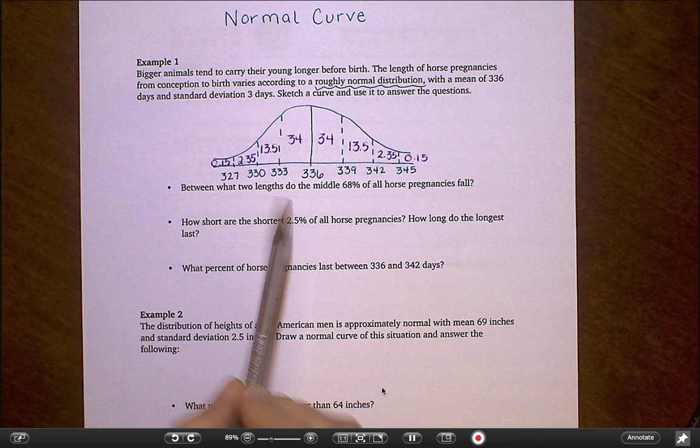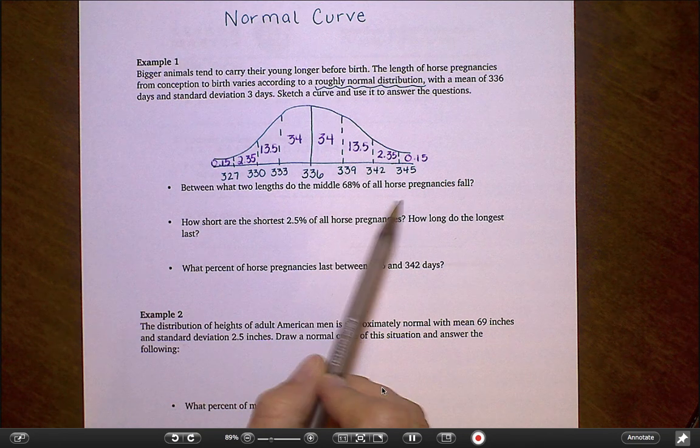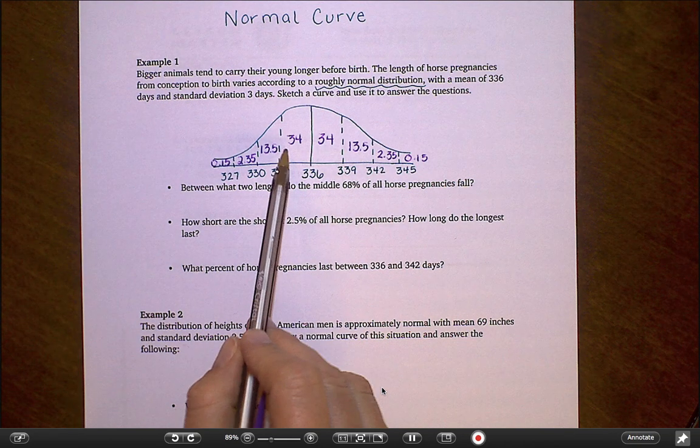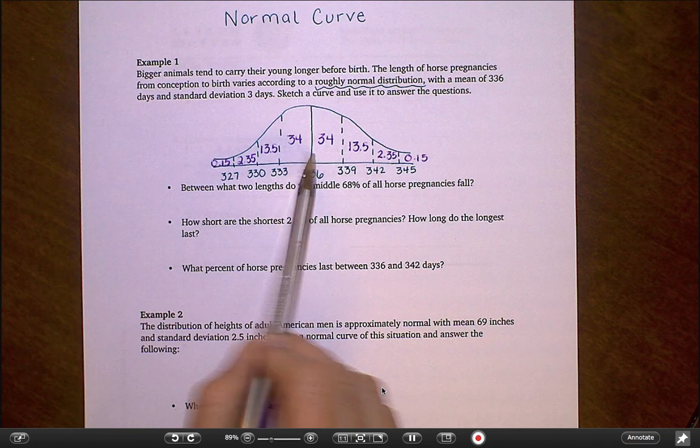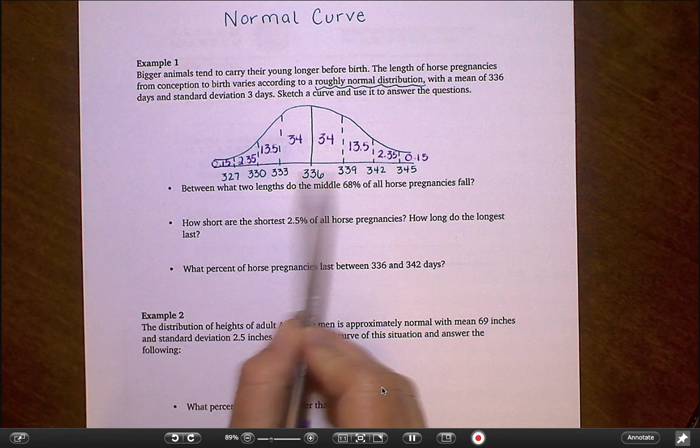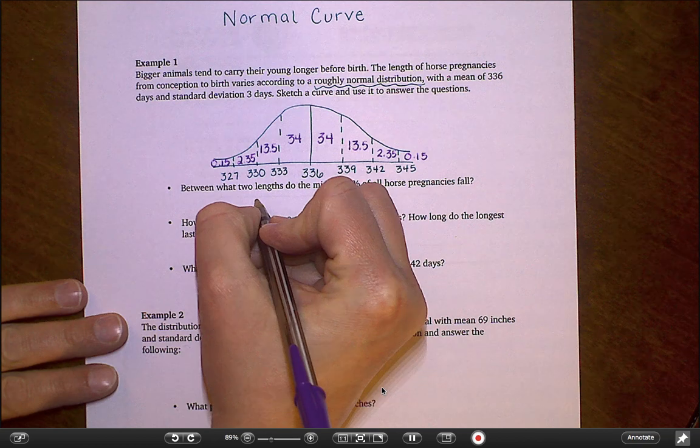Between which 2 lengths do the middle 68% of all horse pregnancies fall? Well, the middle 68% is these 2 right here. So I would say between 333 and 339.